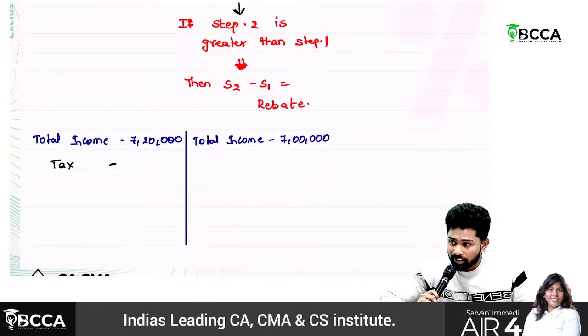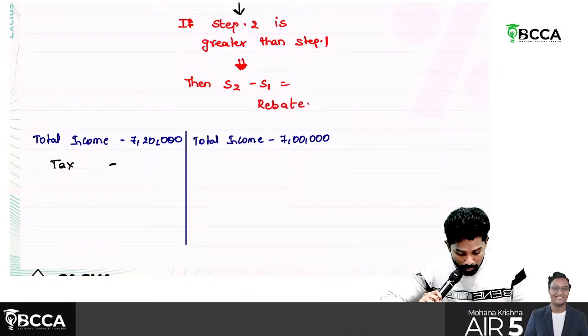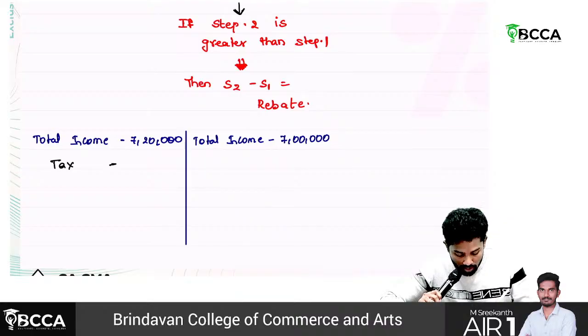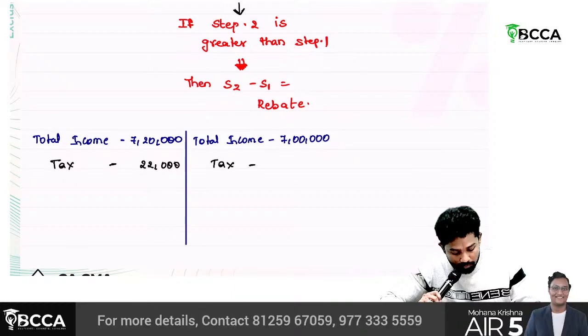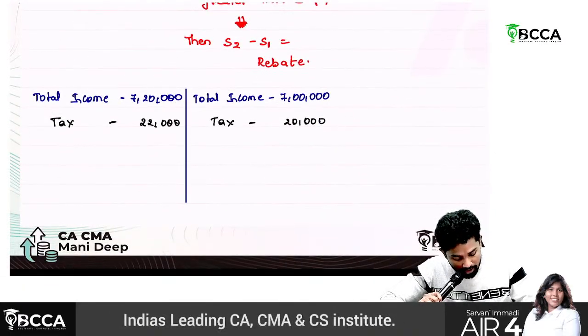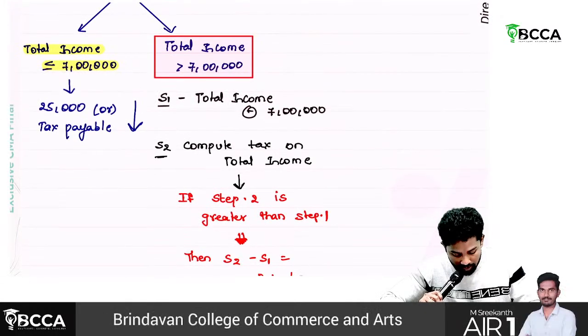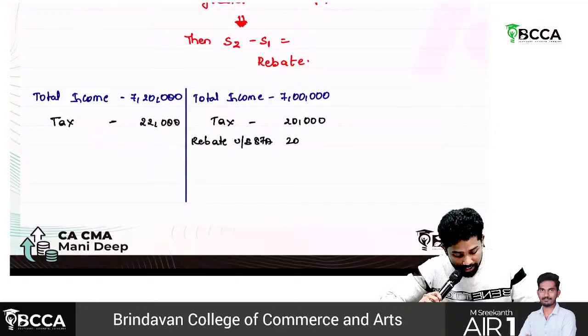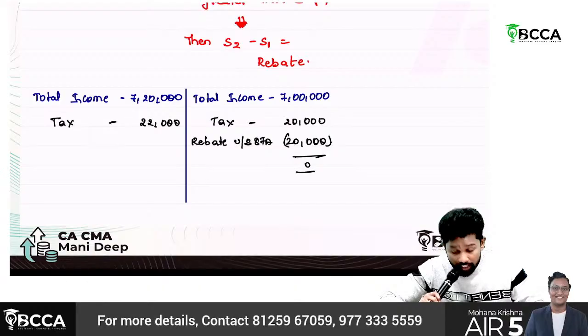If total income is 7,20,000, what is the tax? 3 to 7 lakhs, 5%. 4 lakhs into 5%, 20,000. Plus this 20,000 into 10%. So total tax will be 22,000. Here the tax is 20,000. But if this second adjustment is not there, here rebate is available. Rebate under section 87A, 25,000 or tax payable, whichever is lower. So you'll be getting 20,000 rebate. So on subtracting, the tax liability is 0.